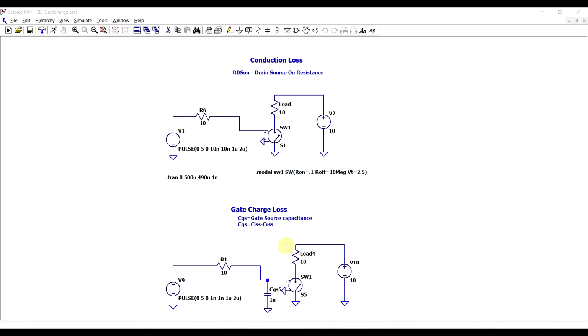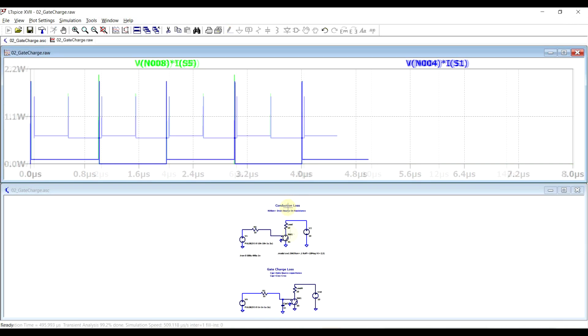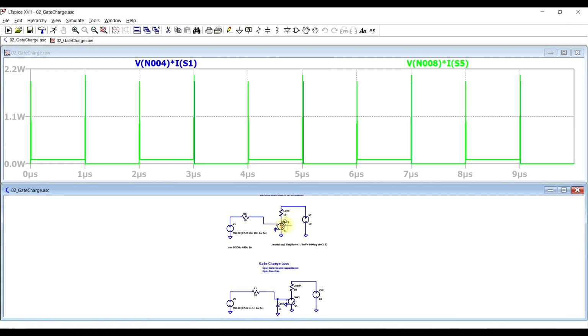To model this behavior, I made a copy of our first circuit, kept the same switch model, but I added an equivalent gate-source capacitance, so 1 nanofarad. If we run this simulation and we compare the power dissipated on the two switches, they're more or less identical, so the power dissipated on the switch itself did not change.